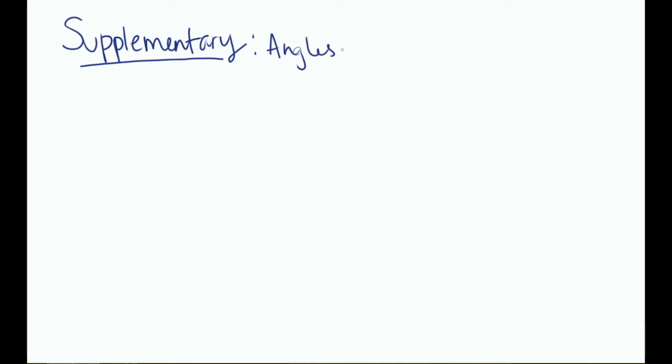All right, moving on. Let's talk about some different types of angles. So sometimes we talk about angles as being supplementary. And this means that if I have 2 or more angles that add up to 180 degrees, we call them supplementary. So we can say that these are angles whose sum, meaning adding together, is 180 degrees.